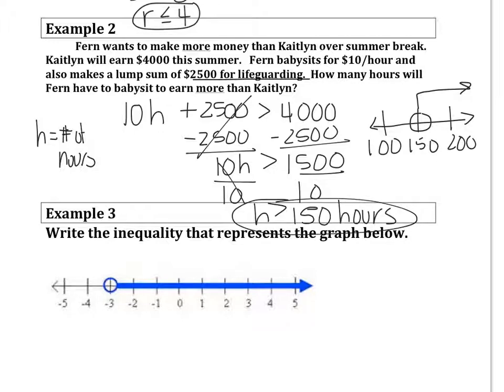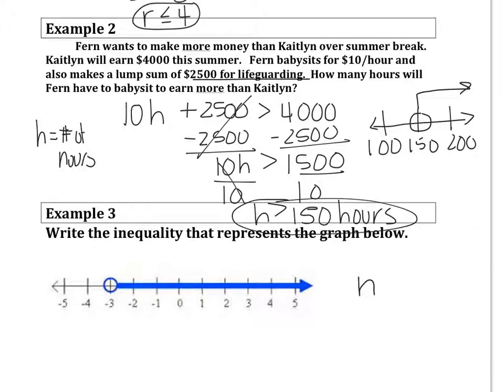Then our last example, write the inequality that represents the graph below. So we're going to take the graph and go backwards and say what actually represents this number line. So we're looking at all the numbers, it's pointing to the right, that are bigger than -3. So we can choose any variable. I'm going to choose N for Nettles.